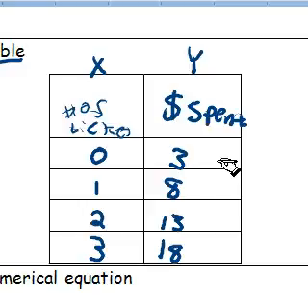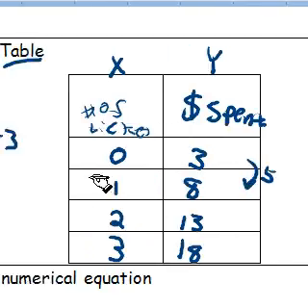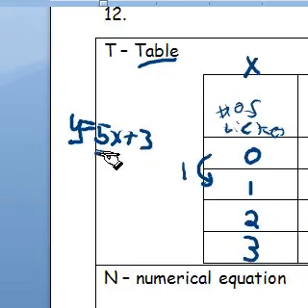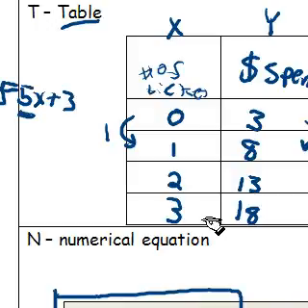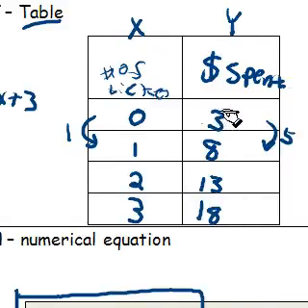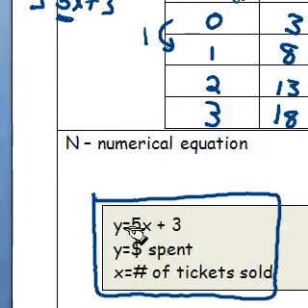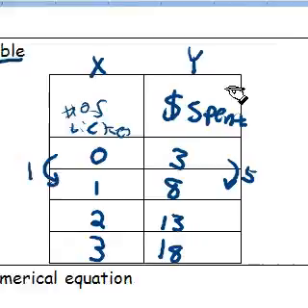Does this make sense? Well, each time we're increasing by 5, and over here we increase by 5 whenever this increases by 1. So yes, our rate is 5. And when we back our pattern up to 0, remember, we always back our pattern up to 0, we had $3, and yes, our constant is 3. So our table makes sense. It matches our numerical equation.